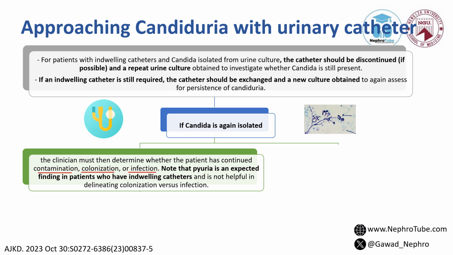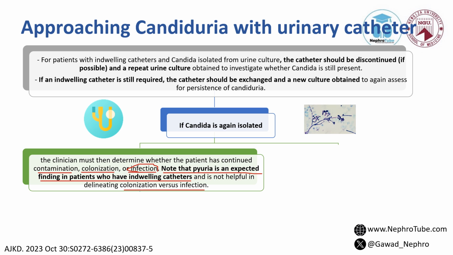An important point, someone may say that if I found pyuria in this patient, then I can expect that the patient has an infection. No, because pyuria is an expected finding in patients who have indwelling catheters, even in the absence of infection. So the presence of pyuria is not helpful to differentiate between colonization of the catheter versus infection. And as we mentioned before, pyuria is a good negative, not a good positive.